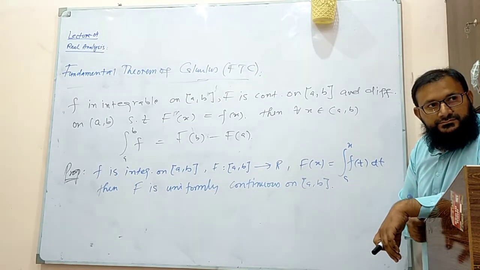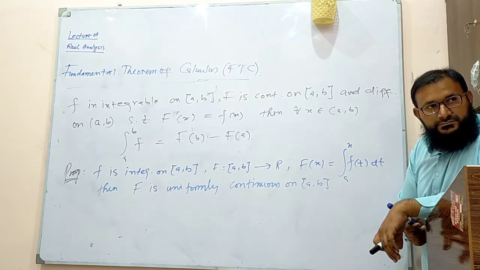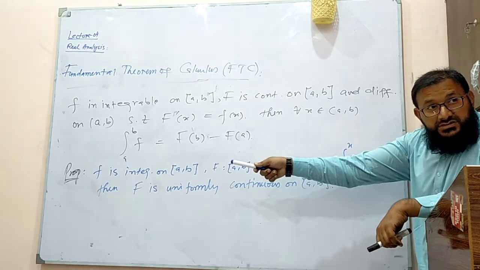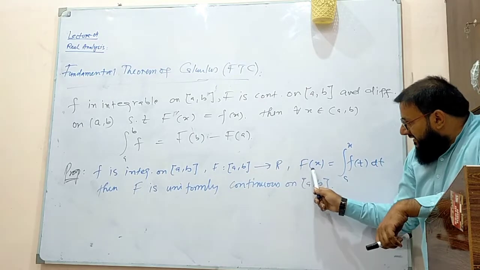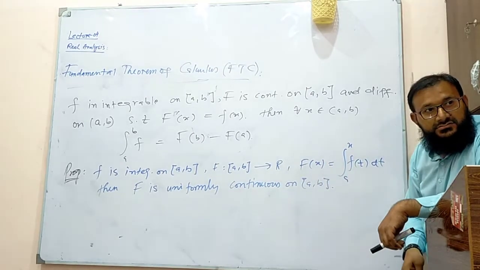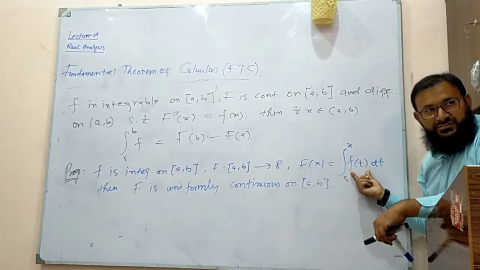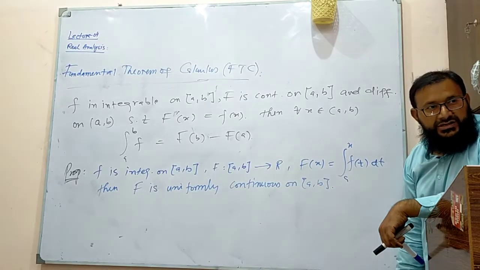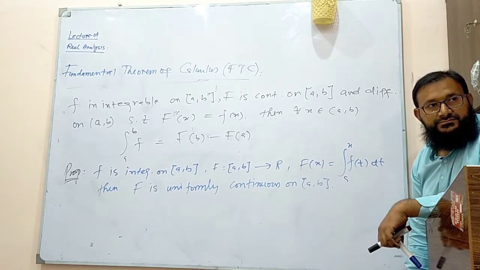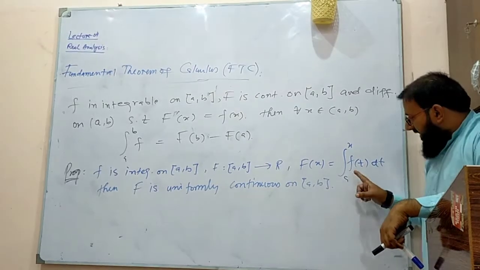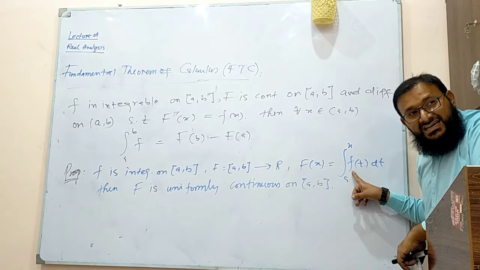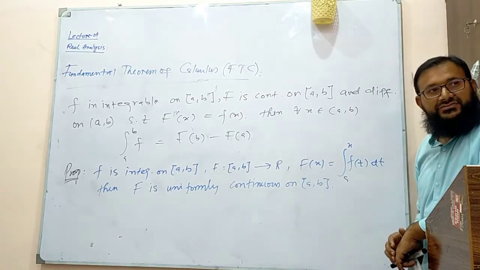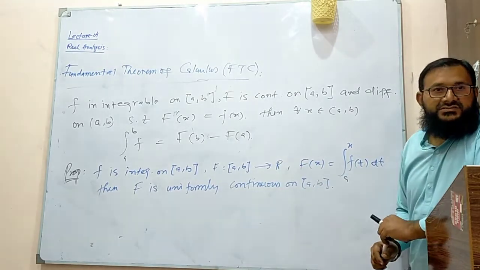Small f is integrable. And capital F is the integral of small f. This function is integrable, you integrate it, you get capital F. And then capital F should be uniformly continuous. I have small f, which is integrable, which means I can integrate it. Then I am integrating it, I am getting capital F, and this capital F should be uniformly continuous.